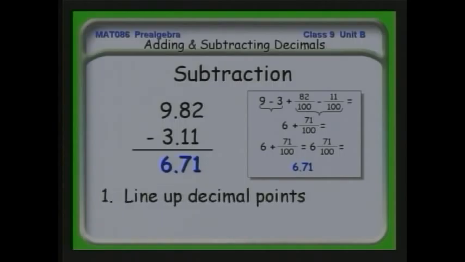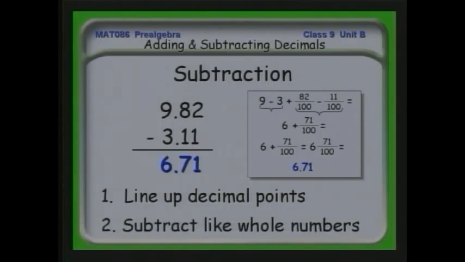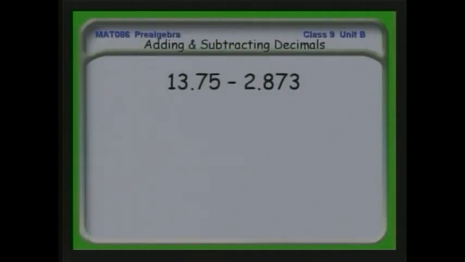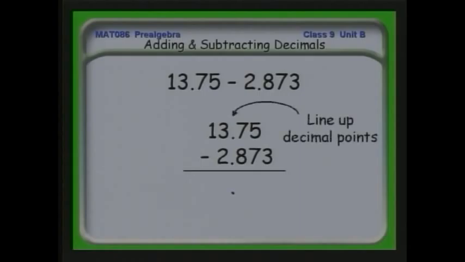Just like addition, we line up the decimal points and then we subtract just like we've subtracted for whole numbers. Of course, we're going to look at another example, 13.75 minus 2 and 873 1/1000ths, to say this correctly. We line up the decimal points, and I see I'm short a digit on the number I'm subtracting from, so remember that we can always add a 0 there.